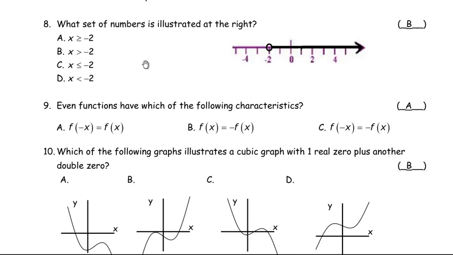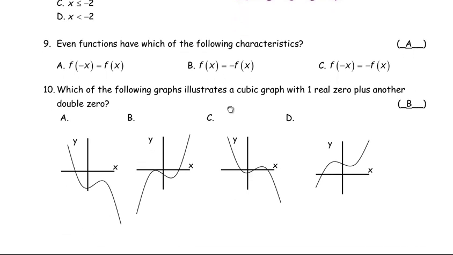Number 8, what set of numbers is illustrated at the right? Well, we have an open circle at negative 2, which means we don't include the negative 2, but we want everything above it, to the right of it. So x is greater than negative 2 would be the set illustrated here. If that was a solid dot, then we would put an equal sign there and it would be x is greater than or equal to, but that's not what we have, so B is the correct answer for 8.